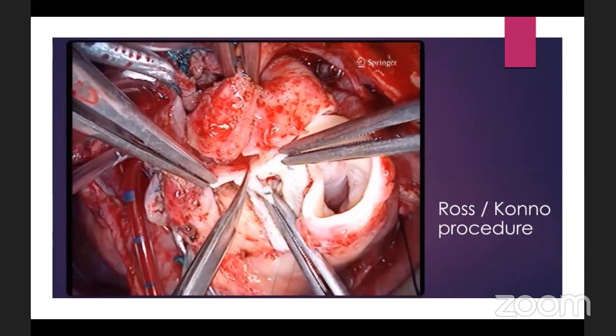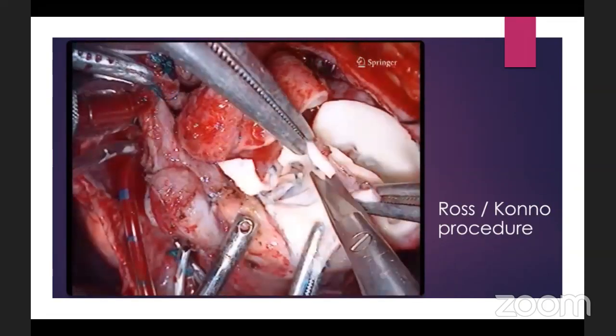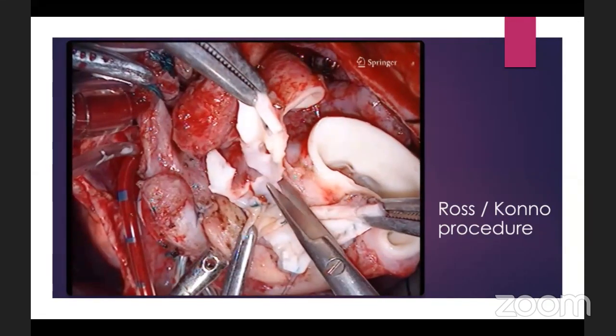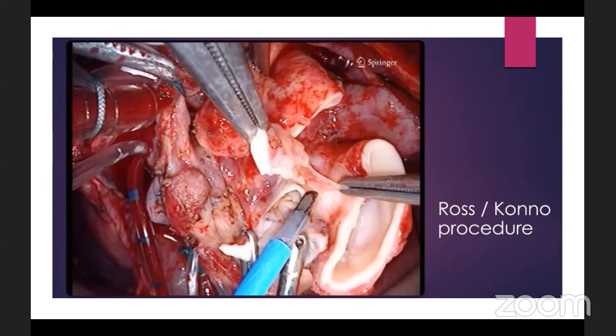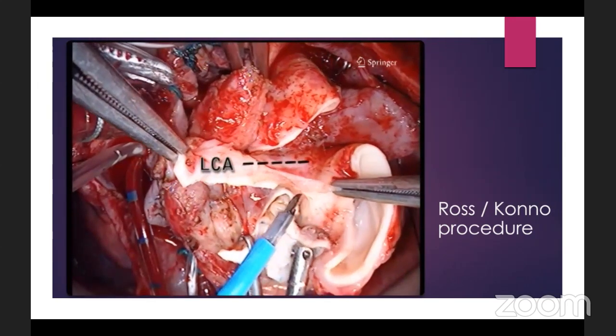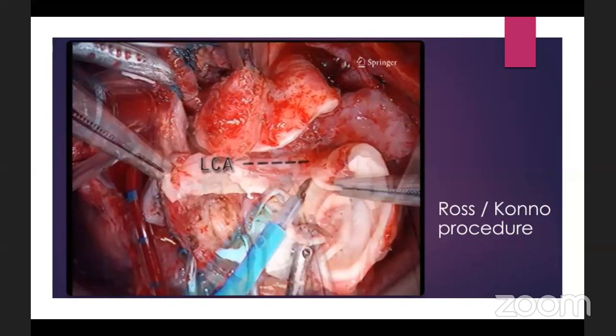Coronaries are mobilized. You can see the repair sutures on the valve. I don't know if they use some leaflet extension techniques in the previous surgery here. Left coronary mobilized. I'm not going to play this entire video. I'm just going to show you the cono component because the rest is very similar to the previous one.